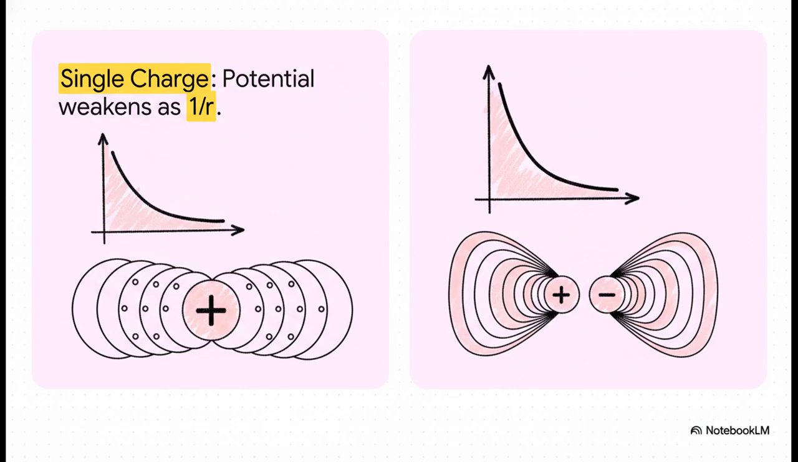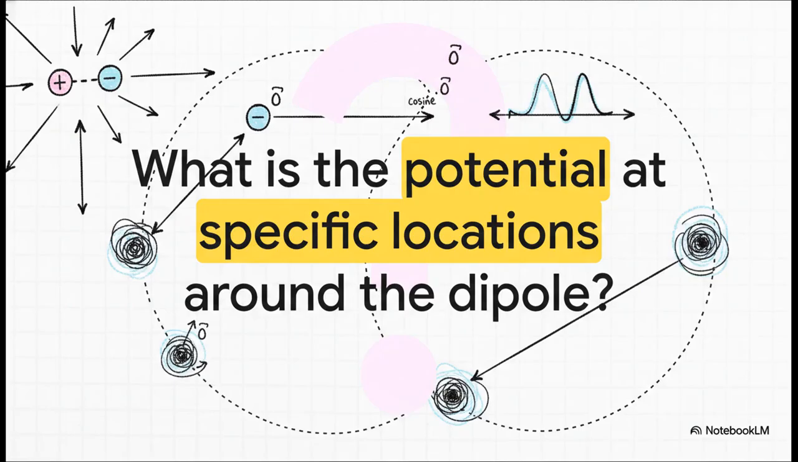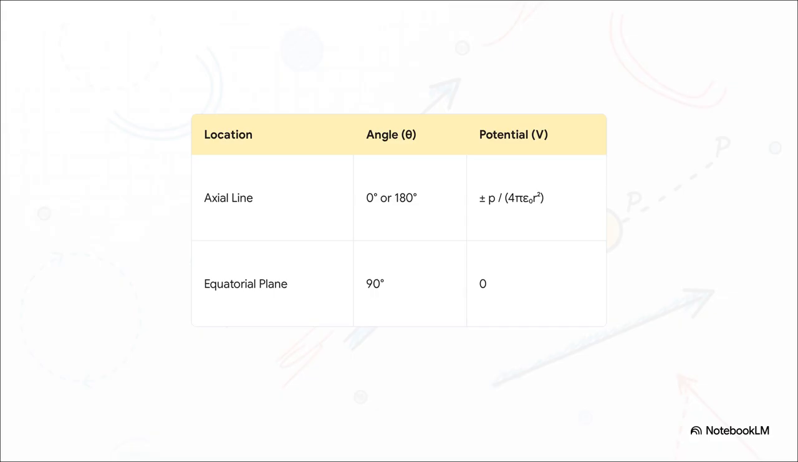And the reason is pretty intuitive. From a long way off, the positive and negative charges start to look like they're right on top of each other, and their effects almost completely cancel out. Now, our formula has that cosine theta term in it, which tells us the potential isn't the same in every direction. It actually depends on the angle. So a pretty natural question to ask is, what's the potential at some specific, easy-to-define spots around this dipole? Let's look at two really special cases.